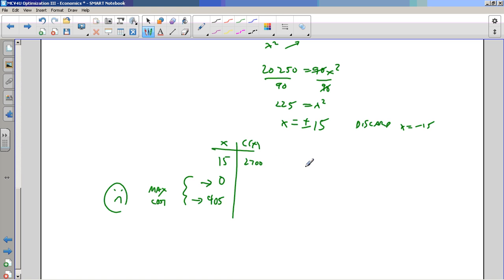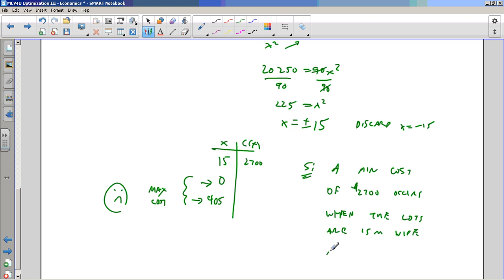So then, statement: a minimum cost of 2,700 bucks occurs when the lots are 15 meters wide and 405 divided by 15 is equal to 27 meters long away from the road.